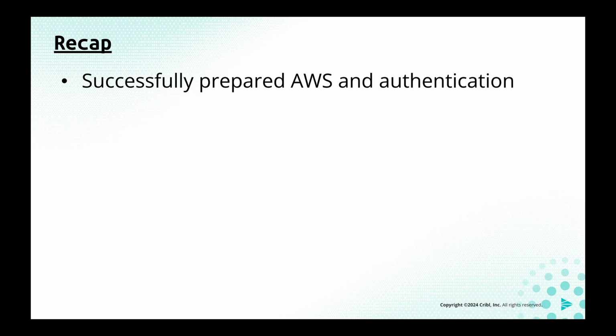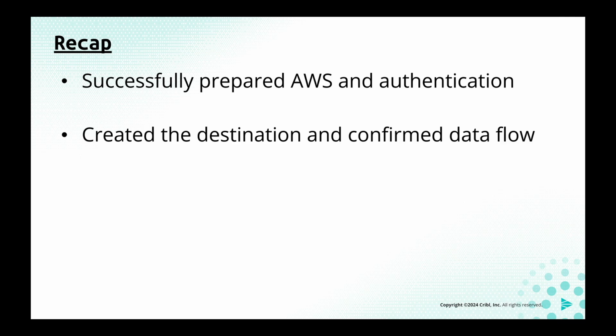And that's it for this exercise. In just a few minutes, we've done the following: prepared our AWS S3 and IAM environments to receive the data, configured Cribl Stream with our S3 destination, and finally, we did a test and routed data to make sure everything was working.